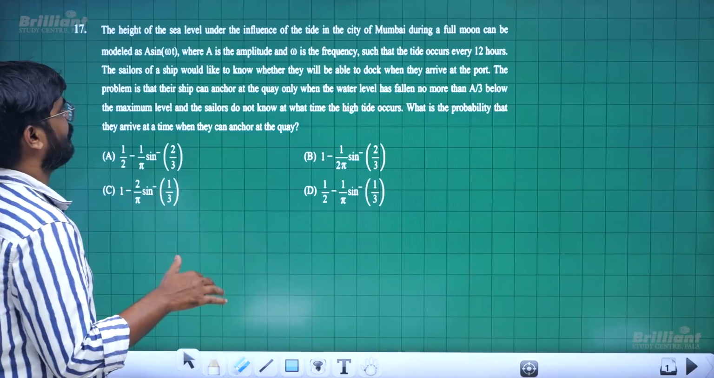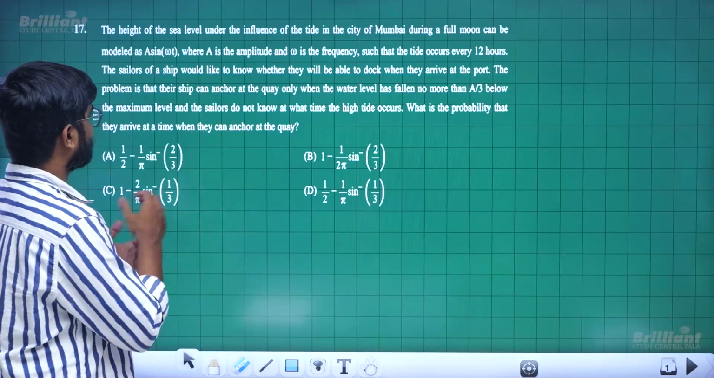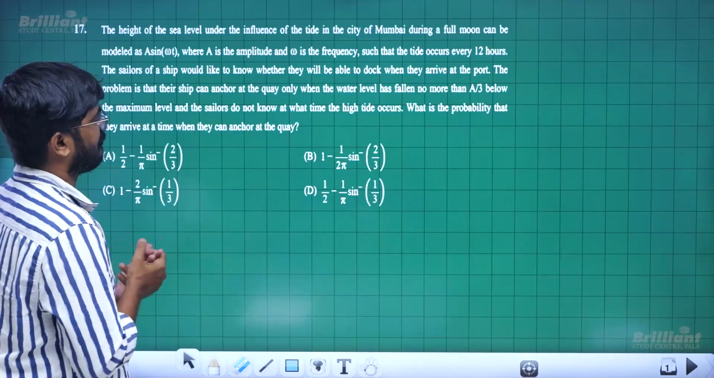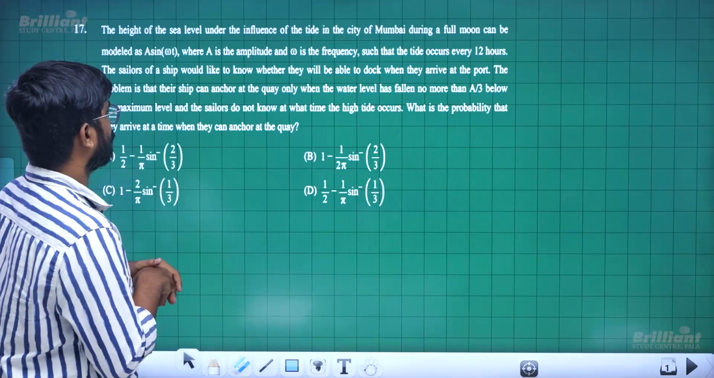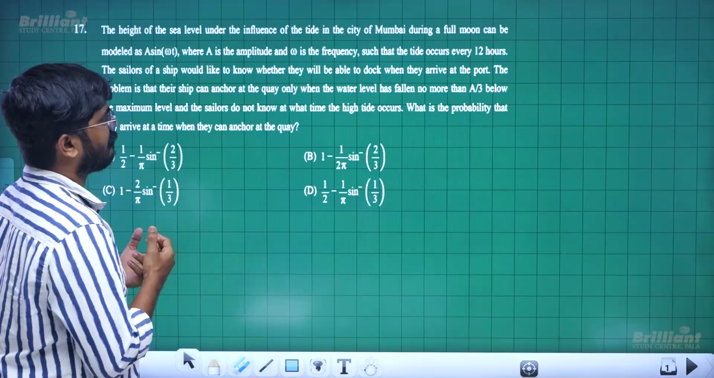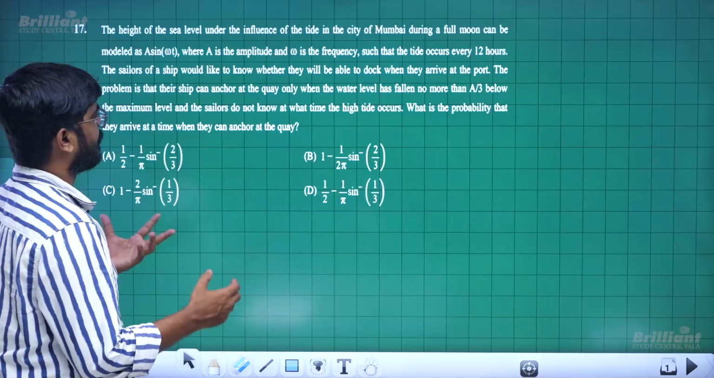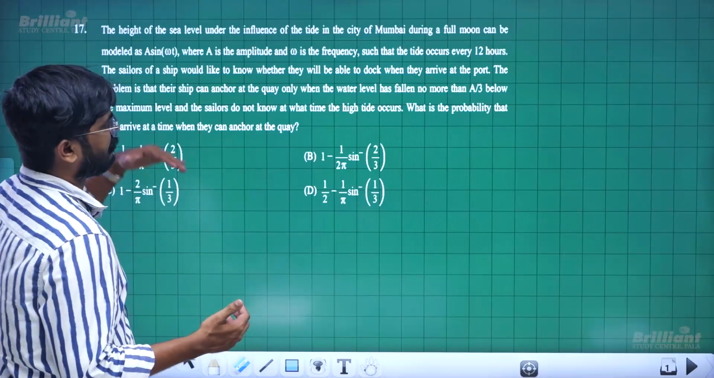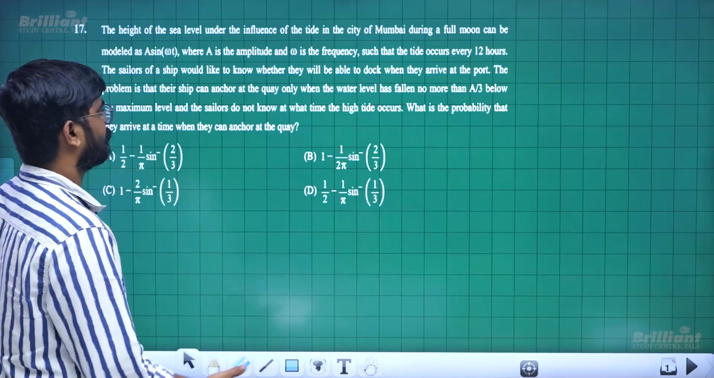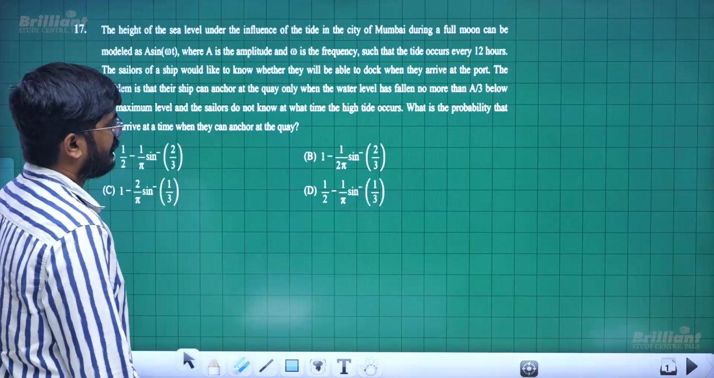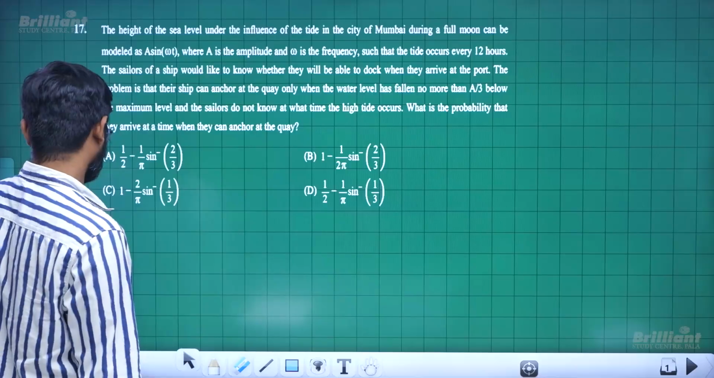The height of the sea level under the influence of tide in the city of Mumbai during a full moon can be modeled as A sin omega t, where A is the amplitude and omega is the frequency, such that the tide occurs every 12 hours. The sailors of the ship would like to know whether they will be able to dock when they arrive at the port. The problem is that their ship can anchor at the quay only when the water level has fallen not more than A by 3 below the maximum level, and the sailors do not know at what time the high tide occurs. What is the probability that they arrive at a time when they can anchor at the quay?